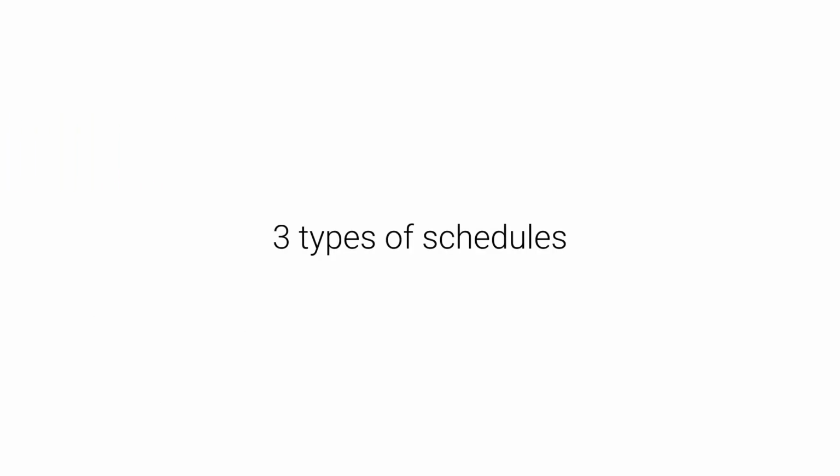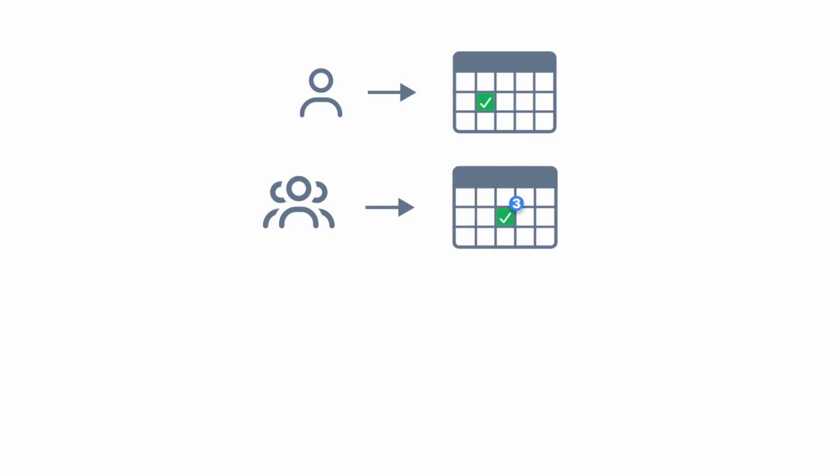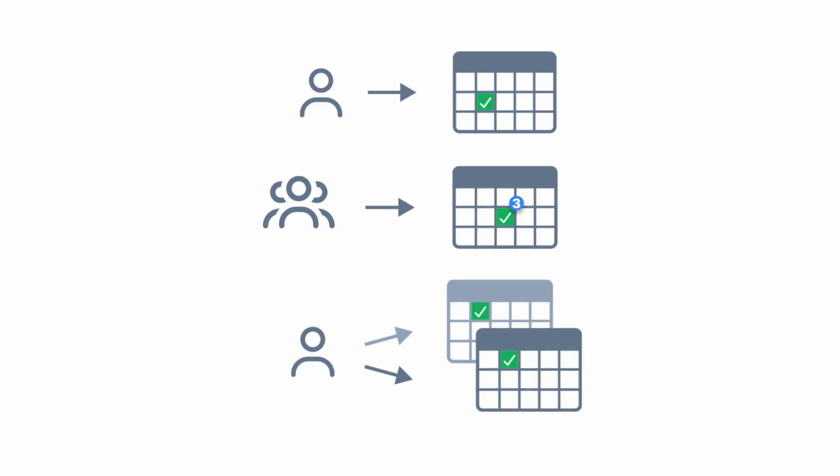SuperSaaS offers 3 different types of schedules: a resource schedule for one-on-one appointments, a capacity schedule for group lessons or events, and third, a service schedule. This type of schedule can combine multiple resources, such as a room and a person or multiple people, with their own schedules and availability.